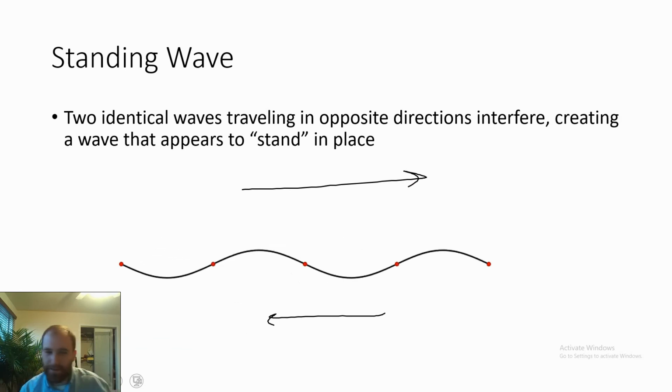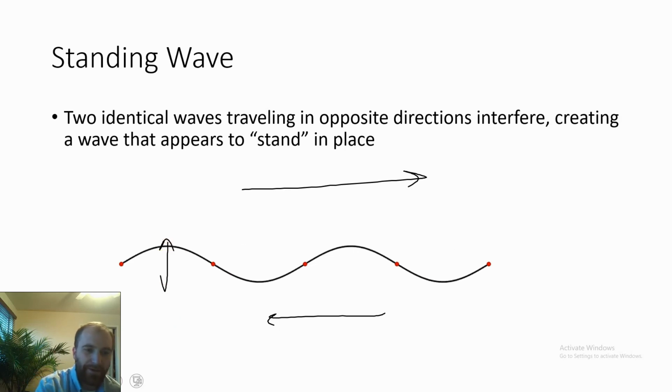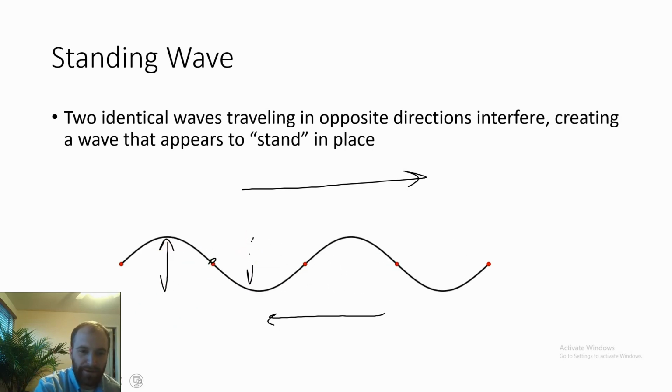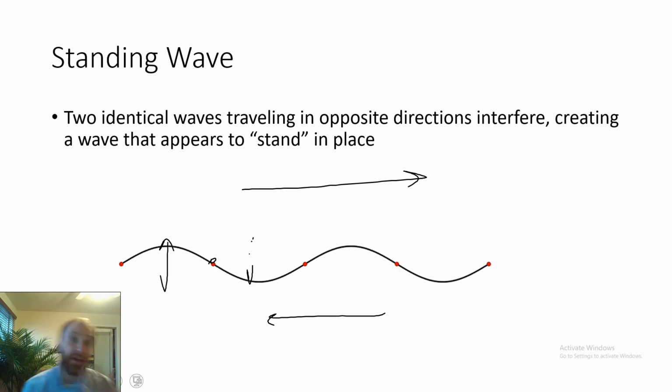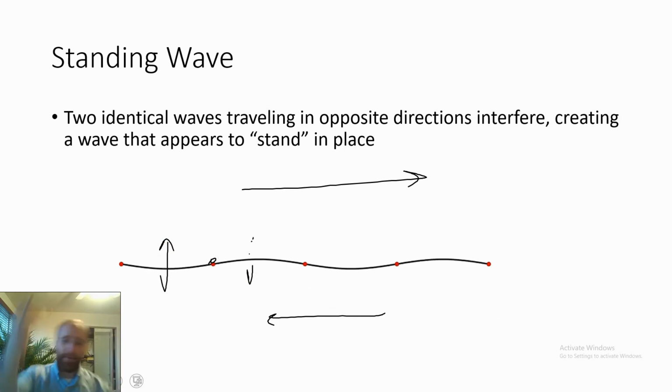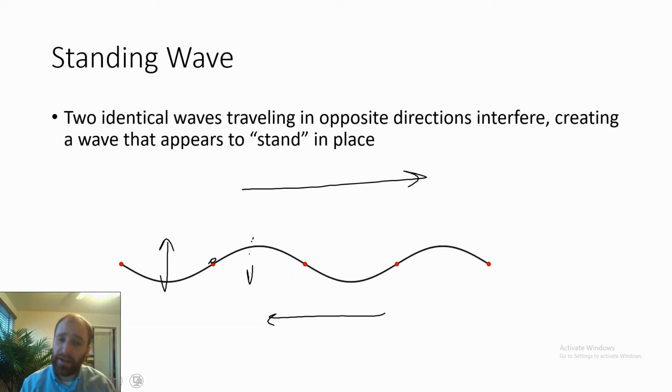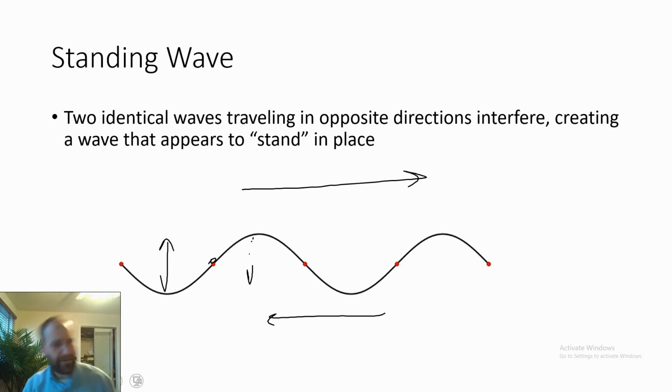It doesn't look like it's really moving, right? This part's kind of going up and down. This part's also going up and down. This part's not moving at all. But it doesn't seem to have this leftward, rightward motion like we were talking about. It's just this up and down, back and forth type motion. We call that a standing wave because it's not moving; it's standing.